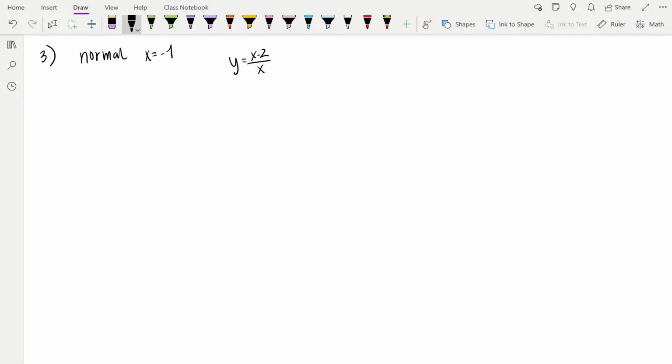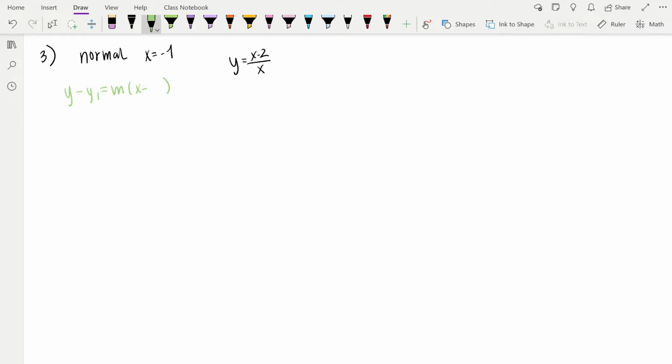Honestly, I know they want me to use the quotient rule, but my life is going to be a lot easier if I just separate this fraction into two different pieces. But first things first, the normal. Normal is a straight line. I know y minus y1 equals m times x minus x1 is the easiest form of a straight line in these types of situations.